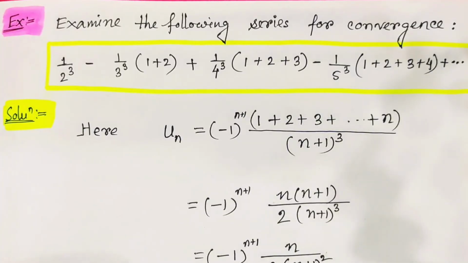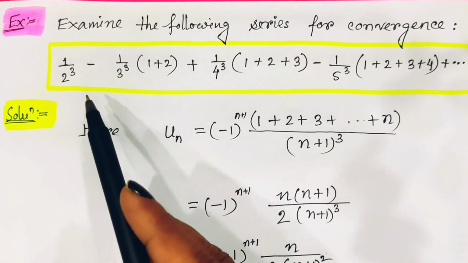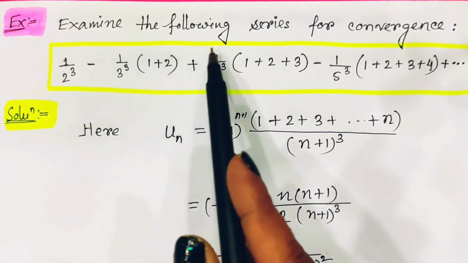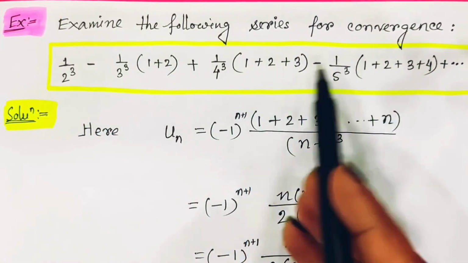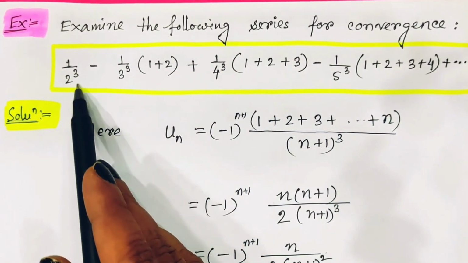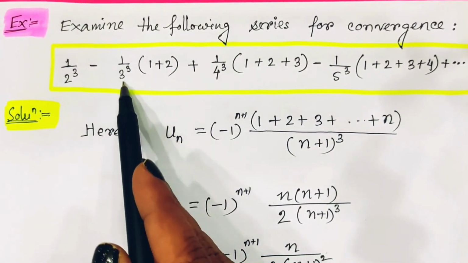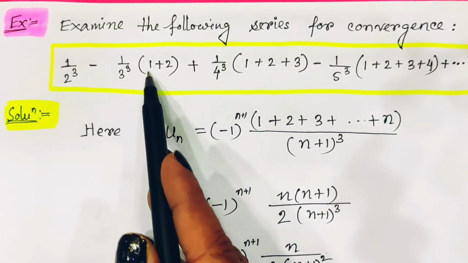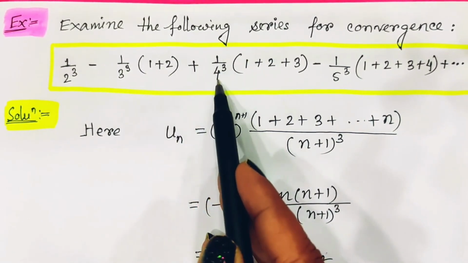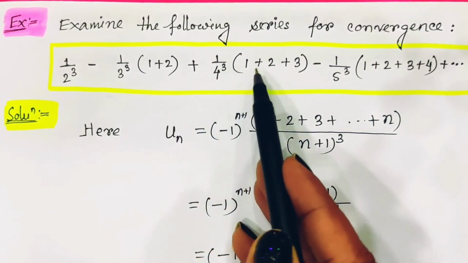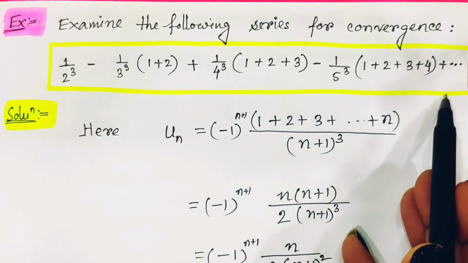Now let us do one more example. Examine the following series for convergence. The series is 1 by 2 to the power cube plus 1 by 3 to the power cube into 1 plus 2 plus 1 by 4 cube into 1 plus 2 plus 3. In this way it will progress.